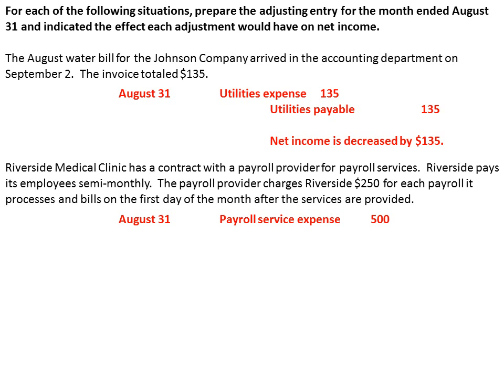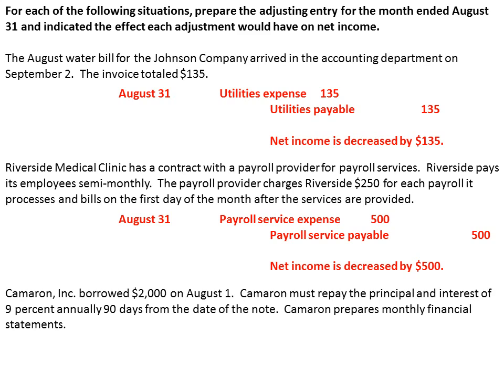So what are we going to do? Well, on the debit, we're going to debit our payroll service expense. It's $250 times 2 because they pay their employees twice a month, and my payroll service payable is going to be a credit of $500. So my net income is decreased because I have an expense. My net income is going to be decreased by $500.